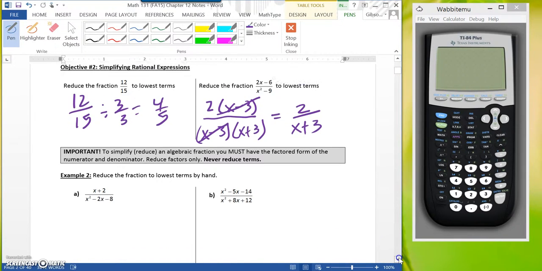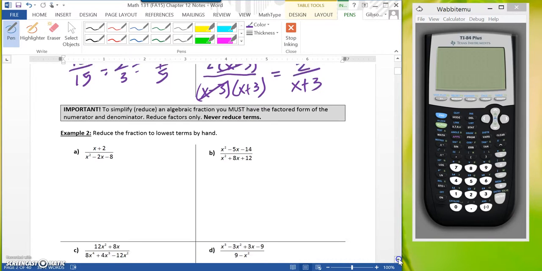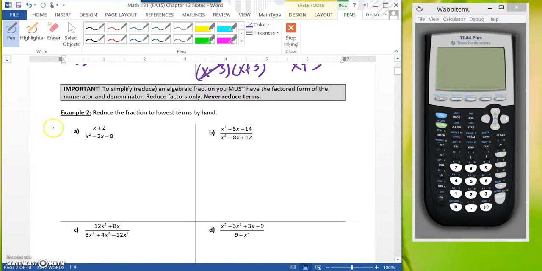It says here, well, first of all, it says important. To simplify, reduce an algebraic fraction, you must have the factor form of the numerator and denominator. Reduce factors only, never reduce terms. Okay, now we go here to example 2.